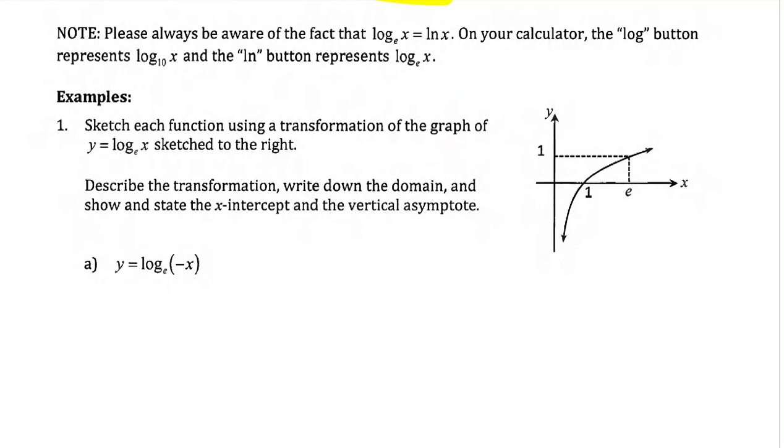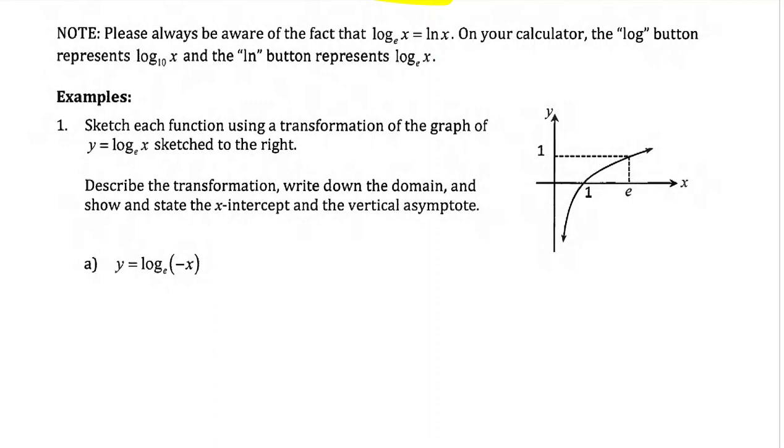Question 1 says, sketch each function using a transformation of the graph y equals log e of x. This is the log e of x over here. Because the exponential goes through (0, 1), this goes through (1, 0). That's your x-intercept. Then describe the transformation, write down the domain, and show and state the x-intercept and the vertical asymptote.